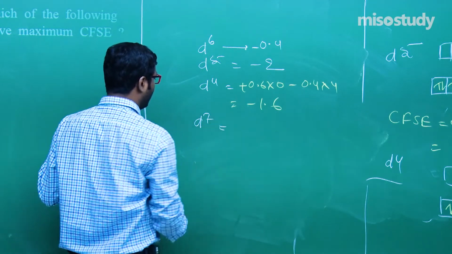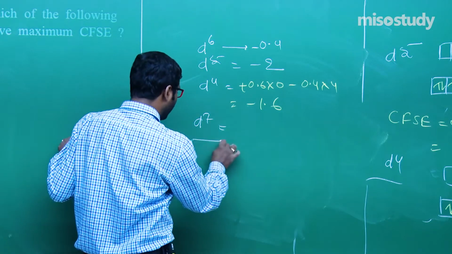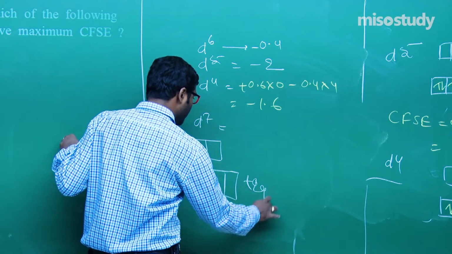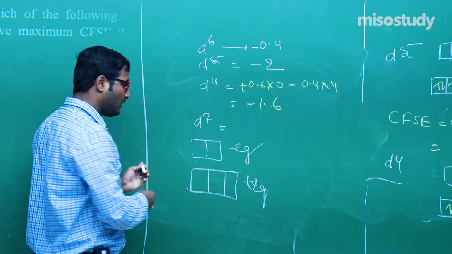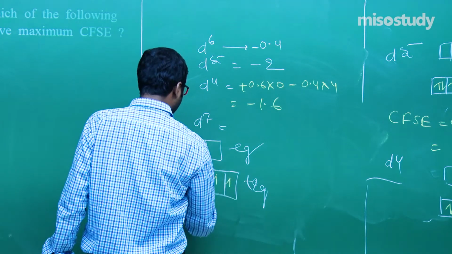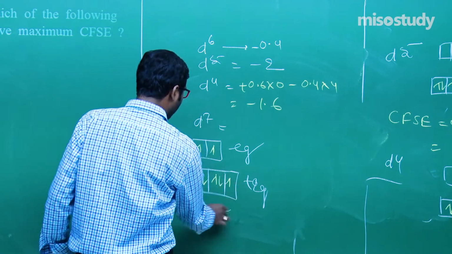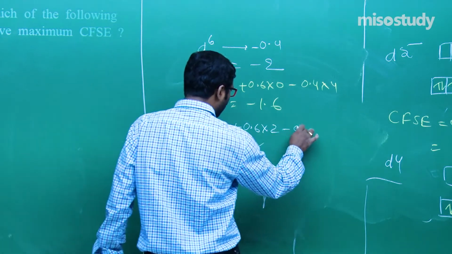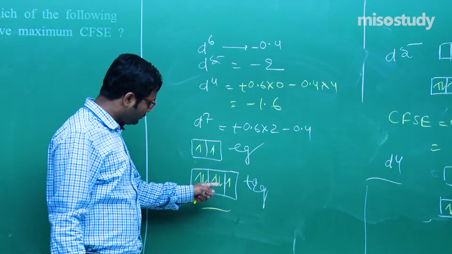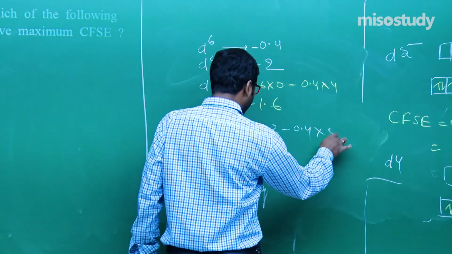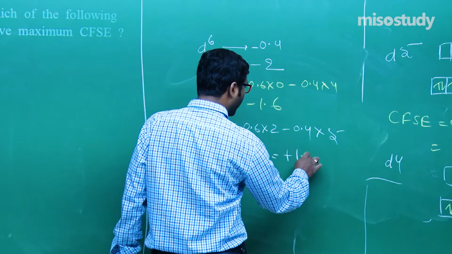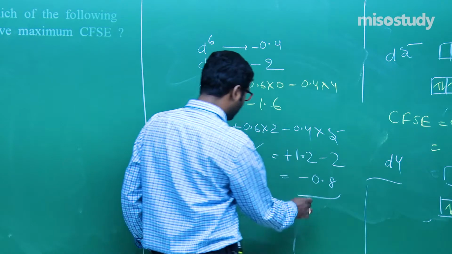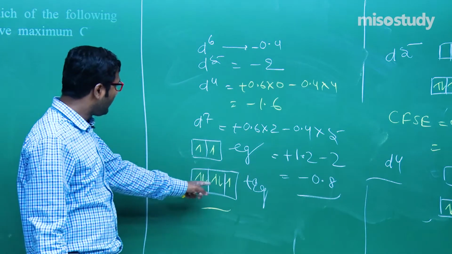Okay. Now for d7, that is high spin d7. Okay, no issue. For d7 high spin, first singly occupied like this. This one is eg and this one is t2g, t2g and eg. Clear? Now what will happen? 1, 2, 3 and 4, 5, 6 and 7. How many electrons are there? 0.6 into 5, minus 0.4 into 2, that is plus 3 minus 0.8... Check it out. 1, 2, 3, 4, 5, 6, 7. That is minus 0.8. Clear?